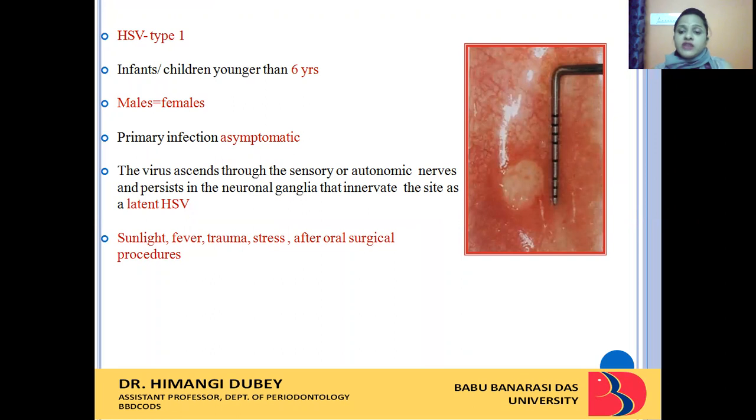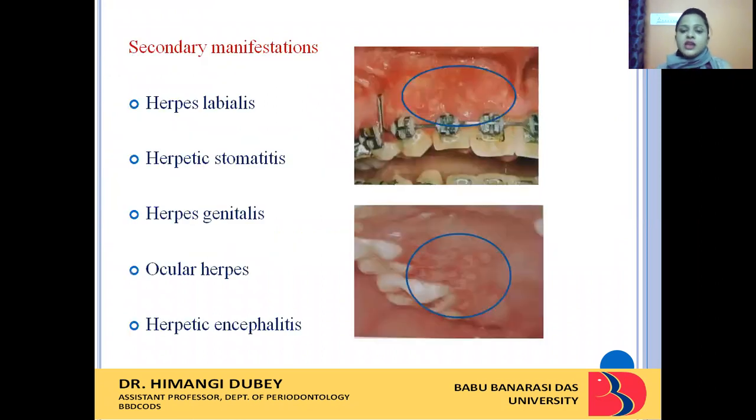As a part of the primary infection, the virus ascends through the sensory and autonomic nerves and persists in the neural ganglia that innervate the site as a latent HSV. In approximately one third of the world's population, secondary manifestations result from various stimuli such as sunlight, fever, trauma, and stress after oral surgical procedures. The secondary manifestations include herpes labialis, herpes stomatitis, herpes genitalis, ocular herpes, and herpetic encephalitis.